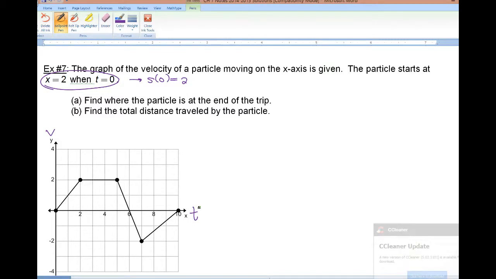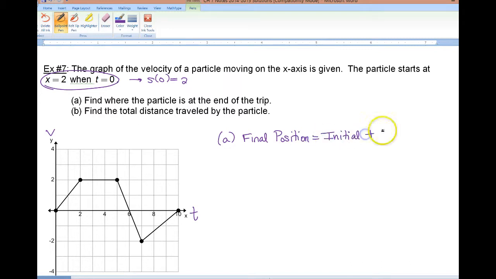Got it? So for part A, we want final position. Let me just write that out so you have it. So it's going to be the initial position plus displacement. The initial position we already said was 2, plus the displacement. So from 0 to 10 of v of t dt.